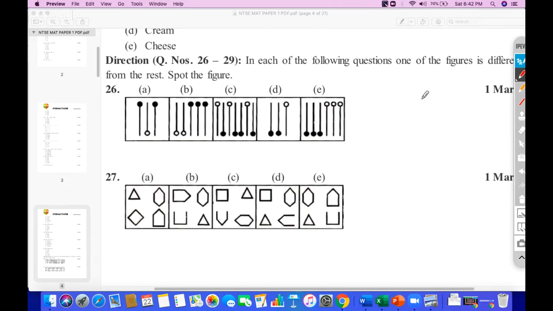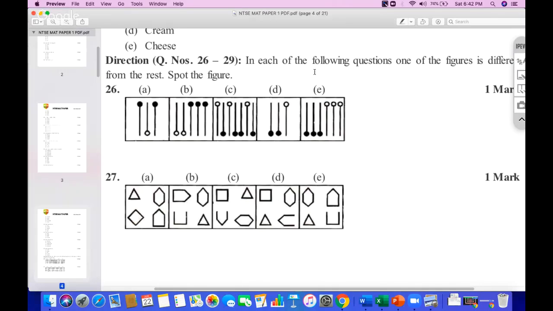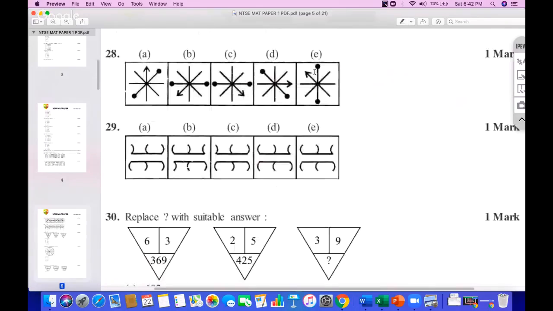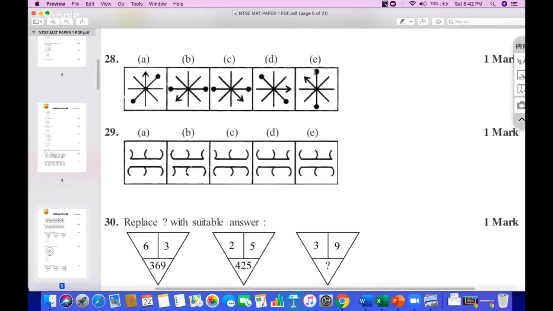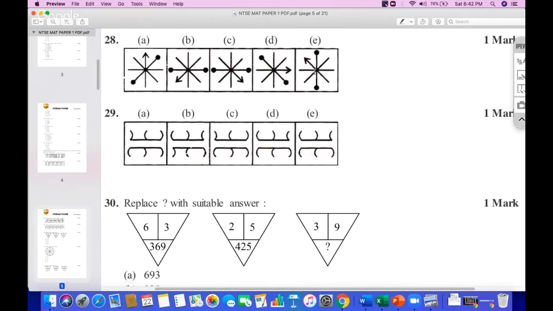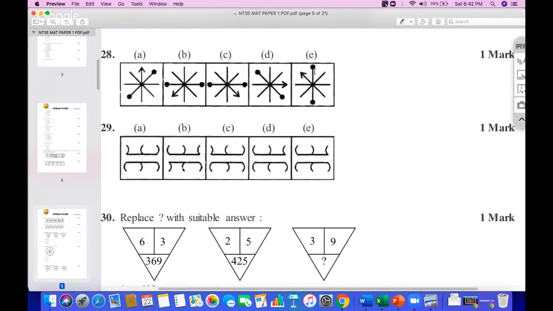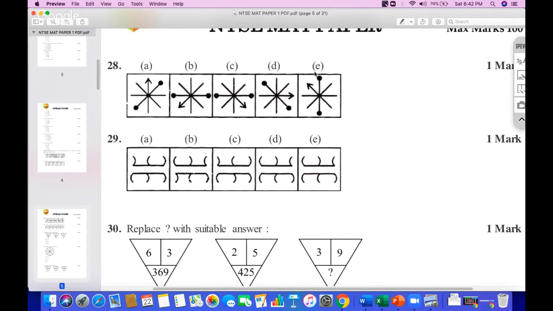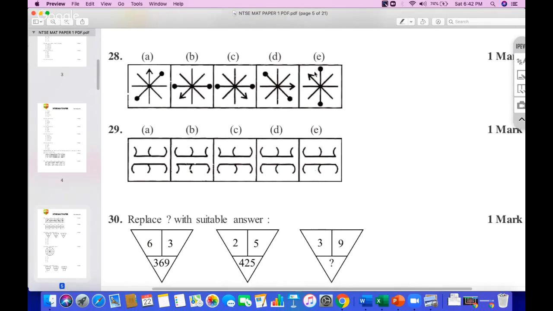Now let's move to question number 28 and 29. It remains the same. You have to find the odd one out and solve 30 also. So give me answer of three questions or leave 30. Solve 28 and 29.